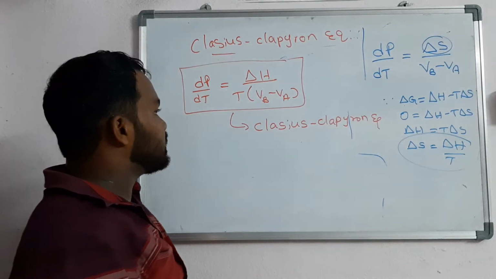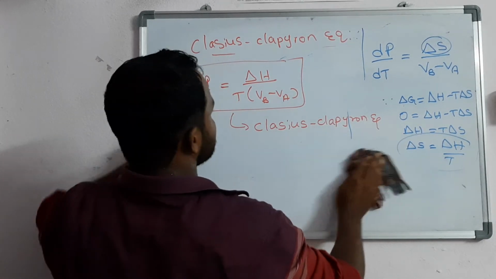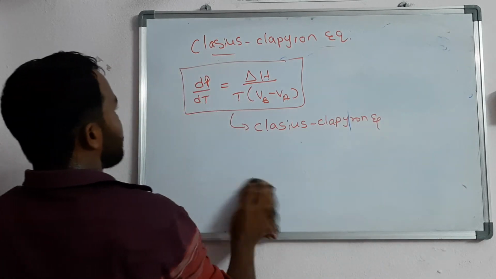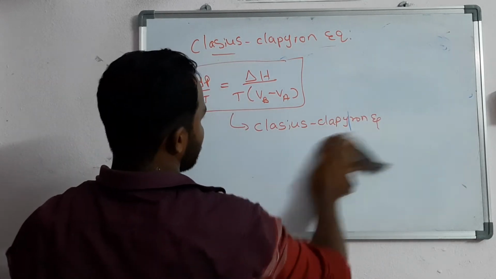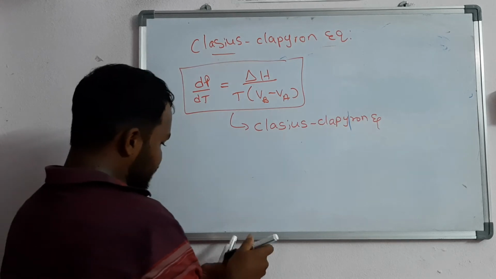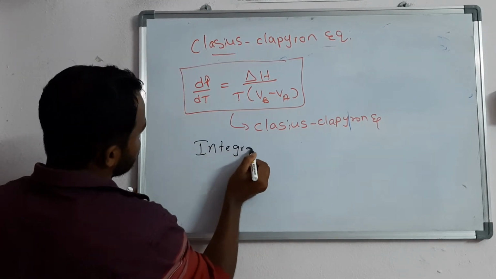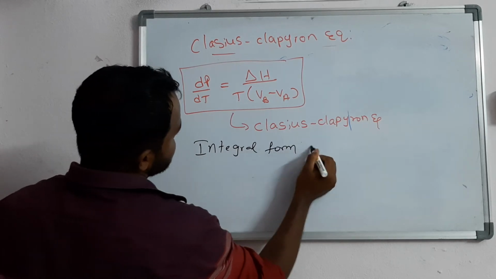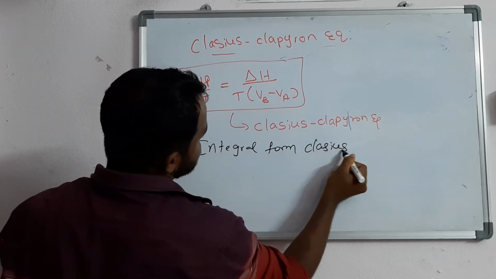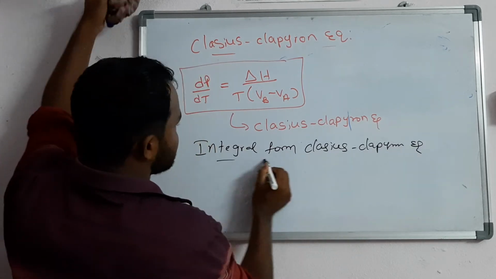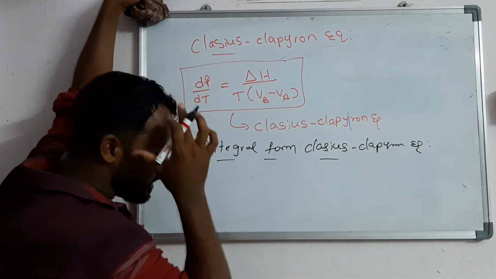Now we will also see the integral form of this equation. The next heading is the integral form of the Clausius-Clapeyron equation. It is very simple. This is also applicable for a one component, two phase system.